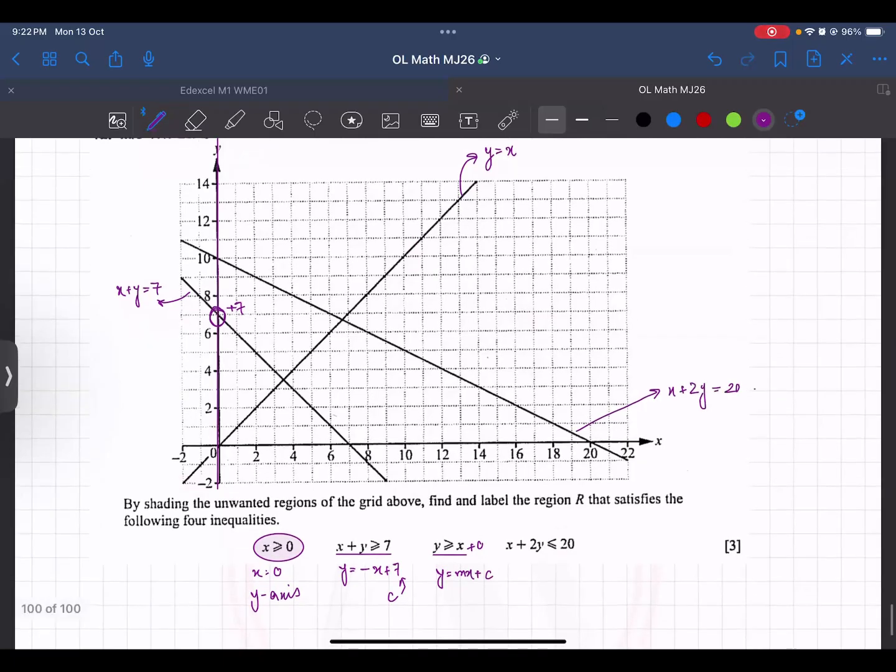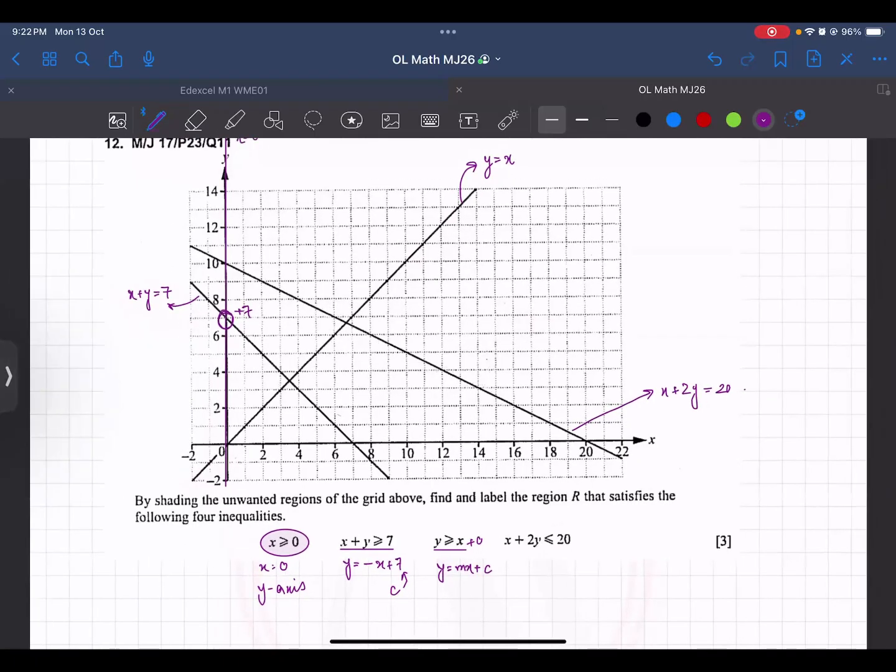So you identified which line is which equation, and now you would shade again by shading the unwanted region. First of all, x is greater than 0. Greater than 0 means to the right side. That's what we need. But we will shade the unwanted left side. You will shade the left side. Yes, good. Wait, there is someone.